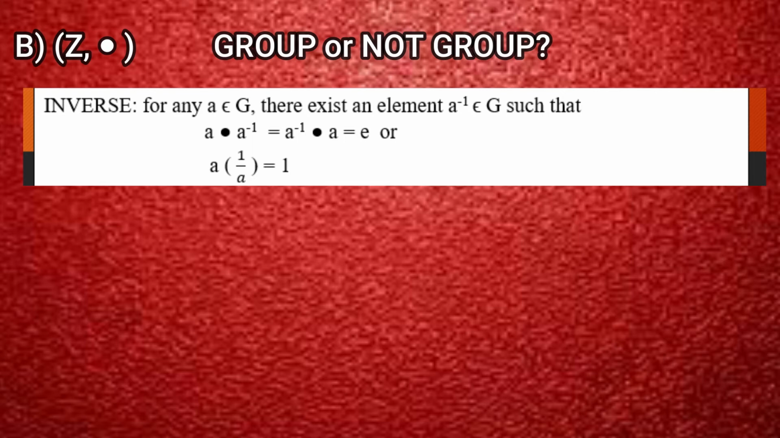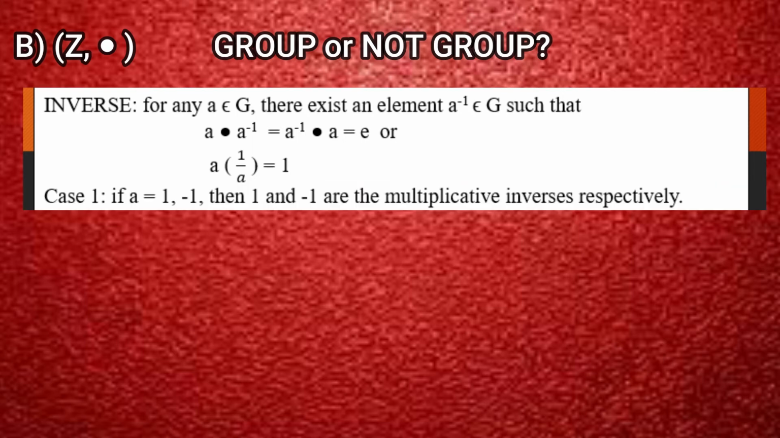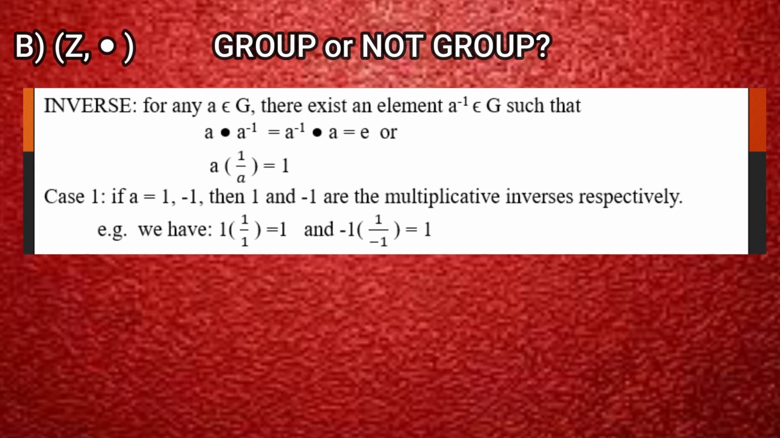Or we can write it as A multiplied by 1 over A equals 1. In this example, we have to do two cases to prove that it satisfies the property. Case 1. If A is equal to 1 and A is equal to negative 1, then 1 and negative 1 are the multiplicative inverses respectively. For example, we have 1 times 1 over 1 equals 1, and negative 1 times 1 over negative 1 is equal to 1. So it satisfies the property.